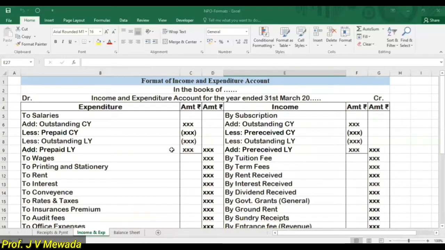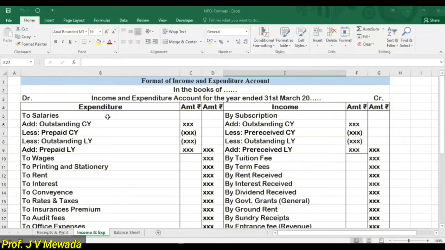Now our answer is income and expenditure account and balance sheet. So here also at the top of the account, we'll write the name of the NPO. Then we'll mention the heading income and expenditure account for the year ended 31st March so and so. Then on the debit side, we are recording all the expenses, and on the credit side, we are recording all the incomes. On debit side, we are recording expenses related to current year only. And on credit side, we are recording incomes related to current year only.